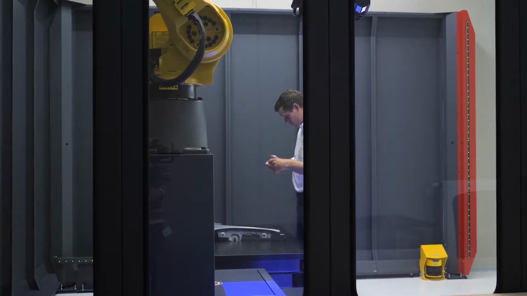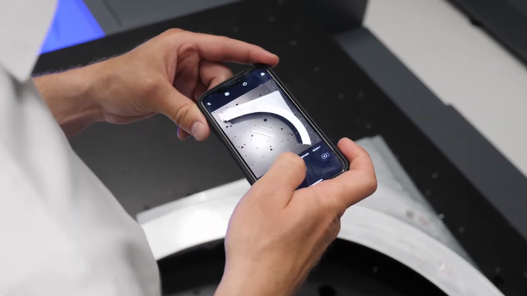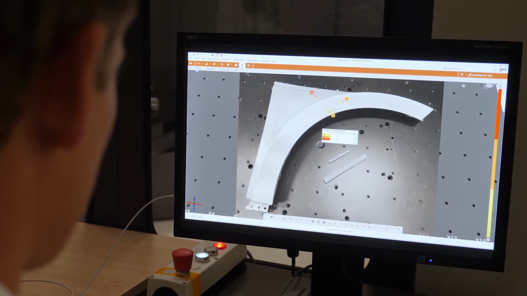You can also take a picture of the part, match its orientation with the analysis, and display it as augmented reality.